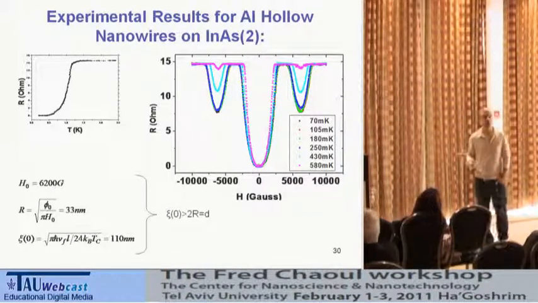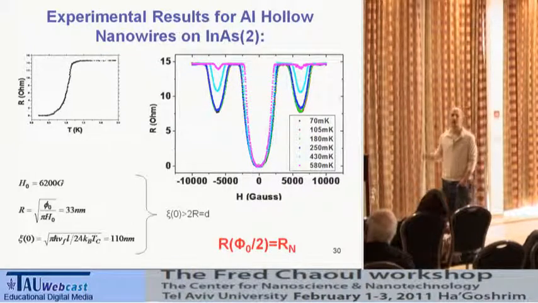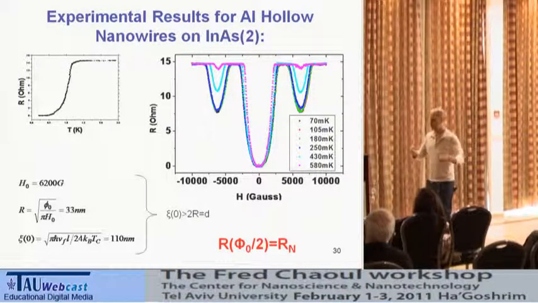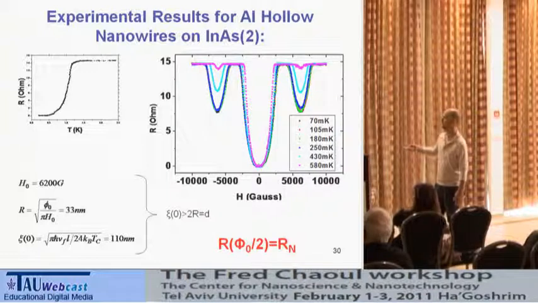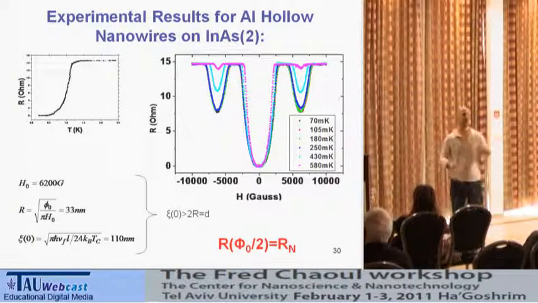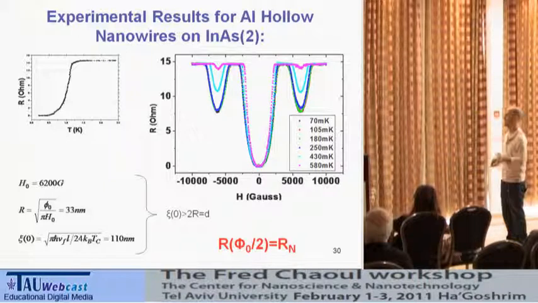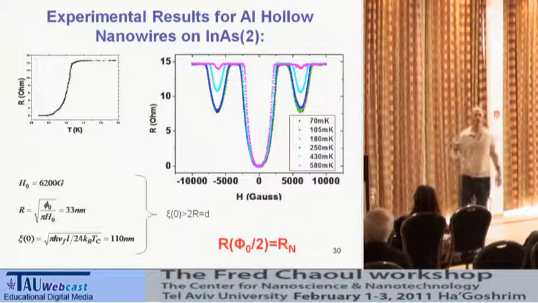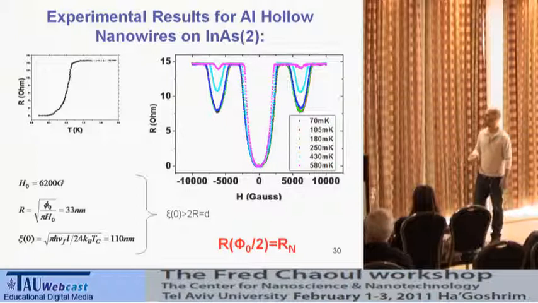To the best of our knowledge, this is the first time that the resistance at phi naught over 2, at half flux quanta, equals the normal state resistance. Again, we can do this calculation that we've done before. From the period of the oscillations, we can calculate the radius to be 33 nanometers. For the value of the resistance, we can calculate the coherence length to be 110 nanometers. And indeed, we can see that this time the coherence length is much bigger than the diameter, much bigger than the radius. And this is the reason that the resistance at phi naught over 2 equals the normal state resistance.